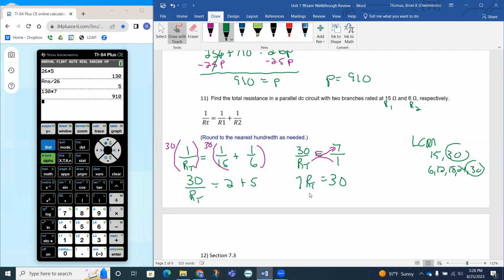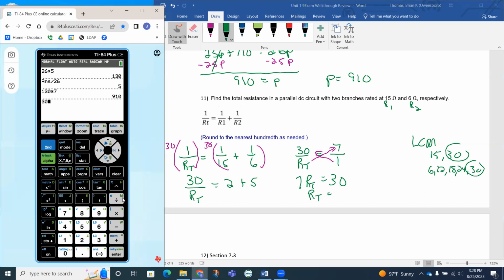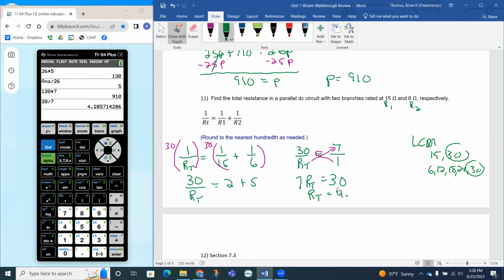So if I divide both sides by 7, 30 divided by 7 gives me this 4.2. But notice the directions say round to the nearest hundredth. That's 2 places past the decimal. So that's where the 8 is. But notice how there's a 5 next to that. So 5 tells me to move that 8 on up to a 9. So 4.29 ohms would be the total resistance in this problem.